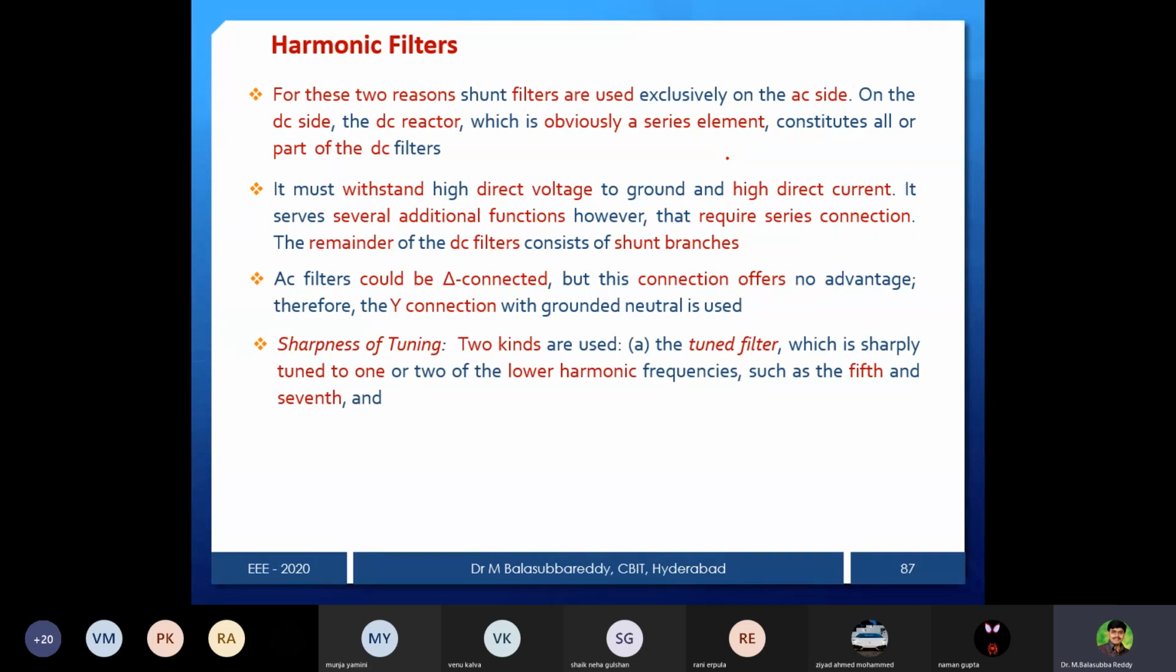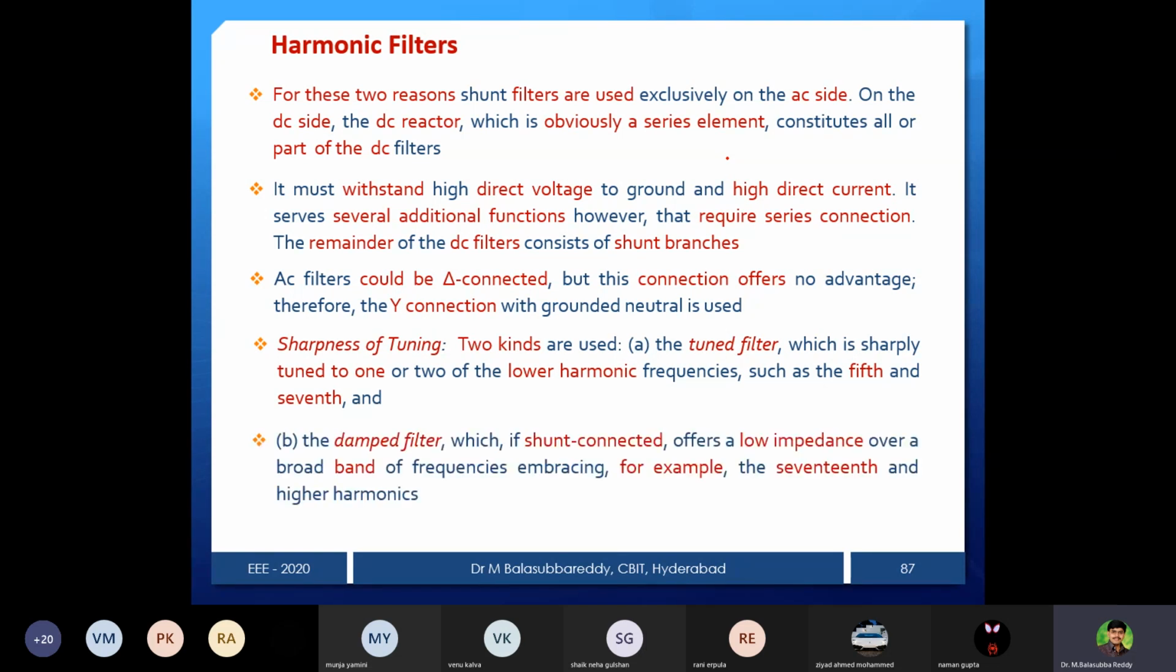Sharpness of tuning. Two kinds are used. One is the tuned filter, which is sharply tuned to one or two of the lower harmonic frequencies, such as fifth and seventh. The tuned filter is more important than any other. You can select a specific harmonic, and to filter out that harmonic we can use a tuned filter. So that's what I mentioned here. There is a tuned filter, then you can tune one or two.